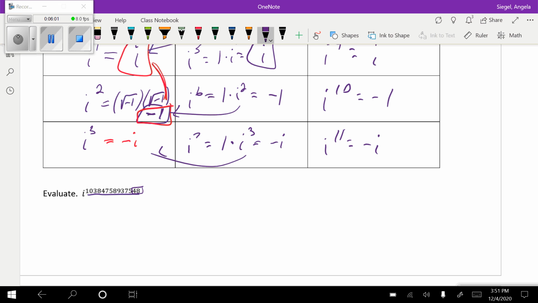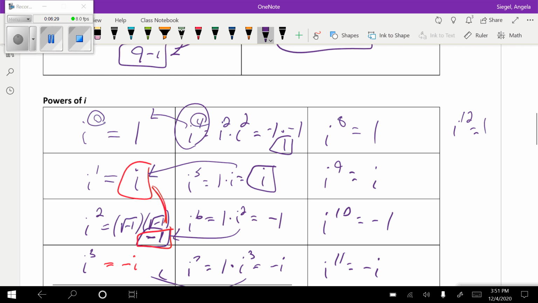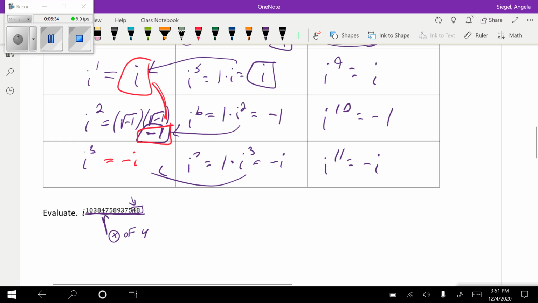So what you do is you figure out the closest number that's a multiple of 4. How many 4s go into this? The divisibility rule for 4 is that if you look at the last 2 numbers, and they're divisible by 4, the whole thing is divisible by 4. So this number is actually a multiple of 4. If it's a multiple of 4, then I know that it's going to be 1 automatically. So my answer to this whole thing is 1.